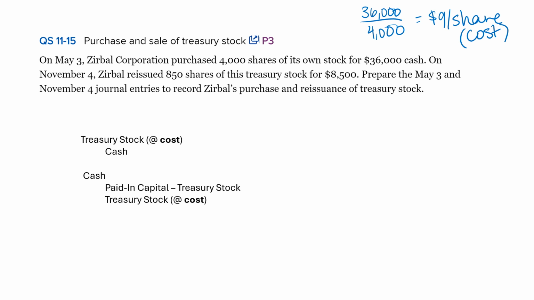On November 4th, Zerbal reissued 850 shares of this treasury stock for $8,500. Even though they reacquired 4,000 shares, they only ended up reissuing 850 of them. Those 850 were sold for a total price of $8,500, which comes out to $10 per share. So the corporation reacquired them at $9 per share and then reissued them at $10 per share.